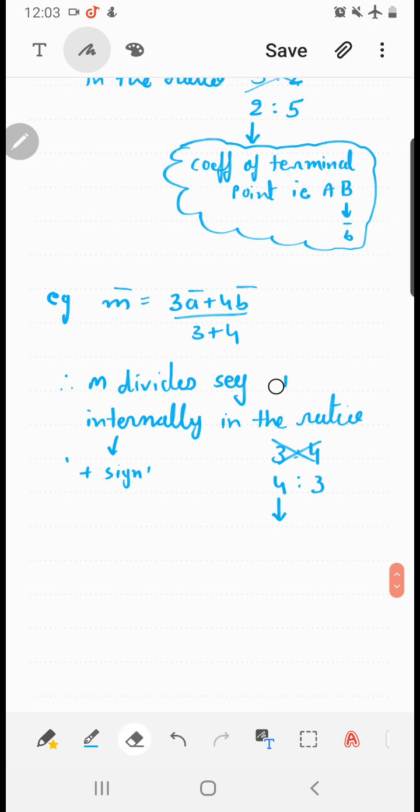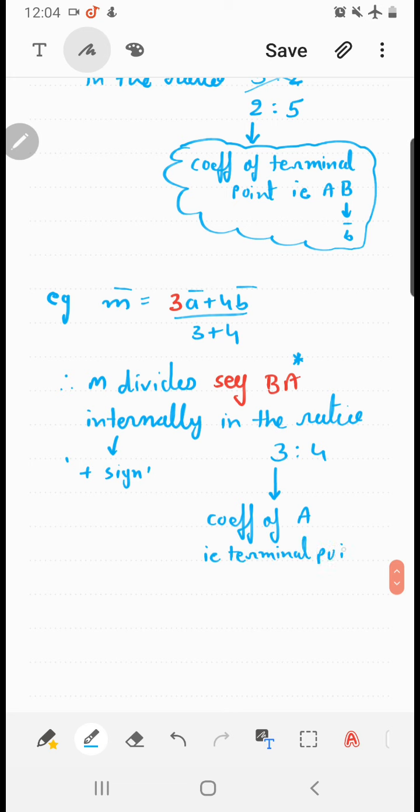Now, let's change the name of the segment. If I say segment BA, please keep an eye on this. When I say BA, you'll be looking at the terminal point, that is A, and looking at A, can we write the ratio as in the question? The coefficient of A is m. So with that, can I say the ratio is 3 is to 4? I repeat, why have I taken 3 first? Because it is the coefficient of A, that is the terminal point. So I repeat one more time, to get the ratio, we look at the terminal point.